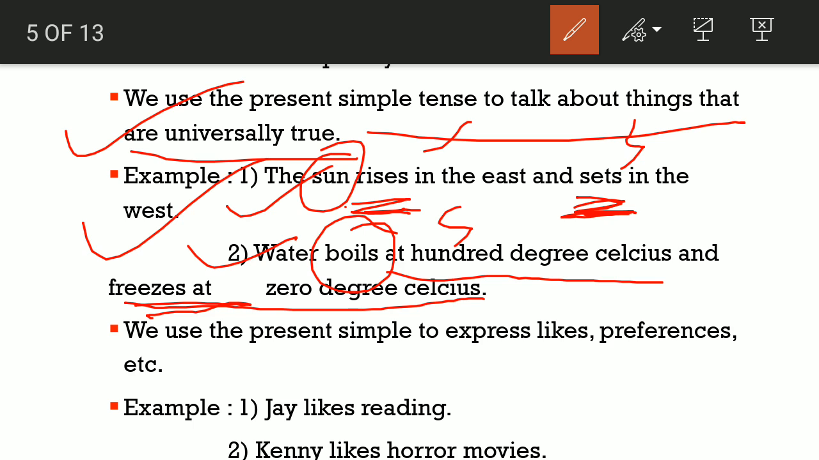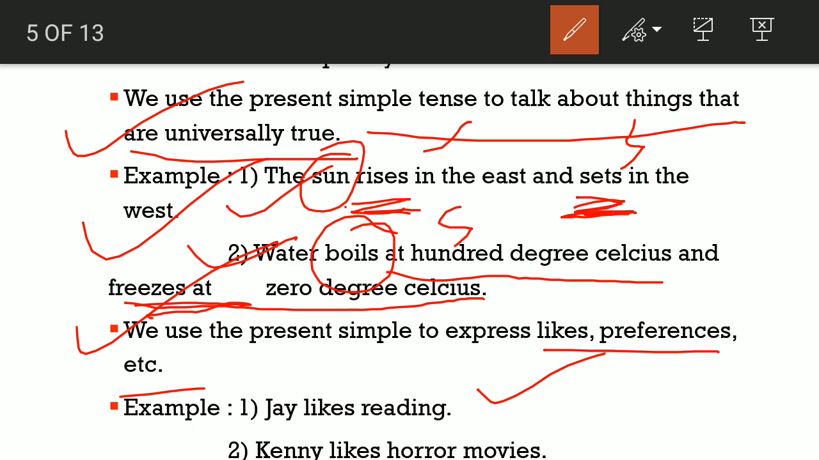Again, if I say the sun rotates on its axis and revolves around the sun, that is also universally true. है कि नहीं? अब दूसरी चीज़ देखिए, we use the present simple to express likes, preferences, etc. हम कब यूज़ करते हैं present simple? When we talk about our likes, हमें क्या पसंद है, क्या नहीं पसंद है, and preferences and etc.